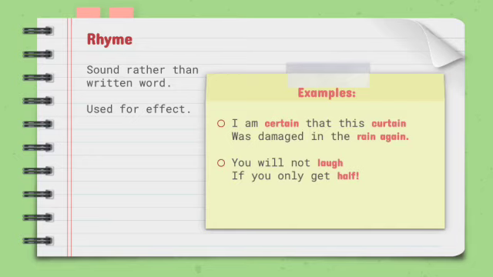Now these words that are rhyming do not necessarily look the same in spelling or in the way that they are written. But when you close your eyes and say the two words, they do sound alike, and that is what rhyme is.